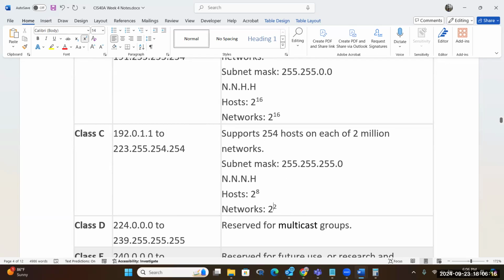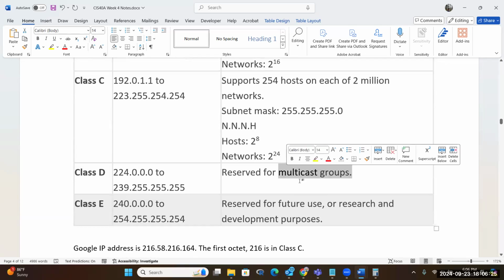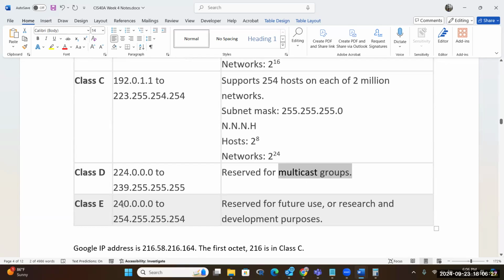Because mathematically that doesn't. Okay. And then class D, that's reserved and it's for multicast group. And class E, this is for research and development purposes. So you don't really see D and E in the regular networks.